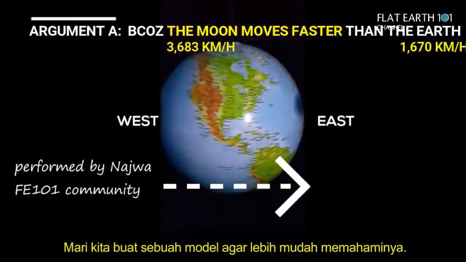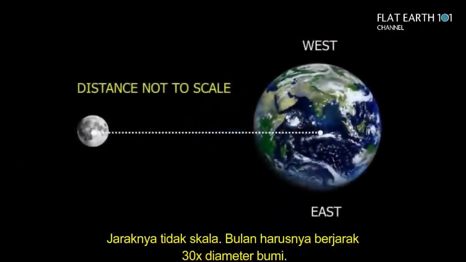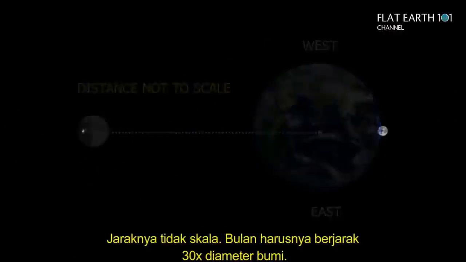Let's make a model to make it easier to understand. The distance is not to scale. The moon should be 30 Earth diameters away.